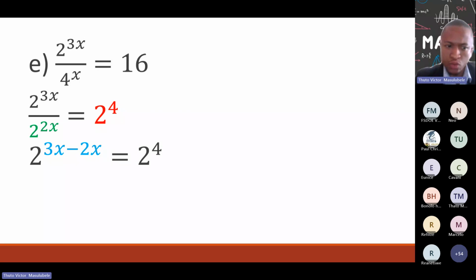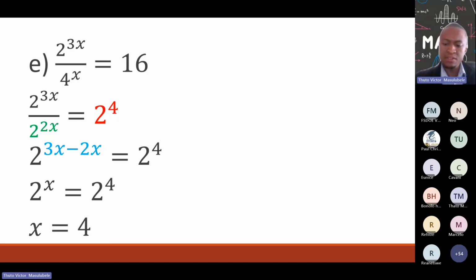Remember, when you divide powers with the same base, you keep the base and you subtract exponents. So that is why we have 2 to the power of 3x minus 2x equal to 2 to the power of 4. And 3x and 2x are both like terms, and they will simplify to 2 to the power of x equal to 2 to the power of 4. And realize here, grade 8 learners, that we have powers with equal bases on both sides of the equation. So therefore, all we need to do is equate the exponents.